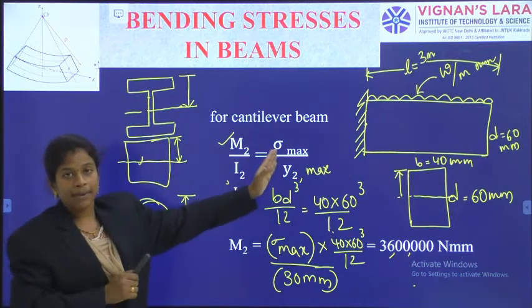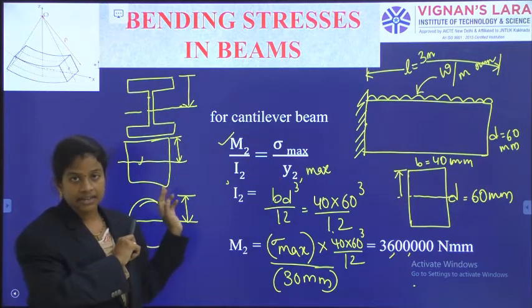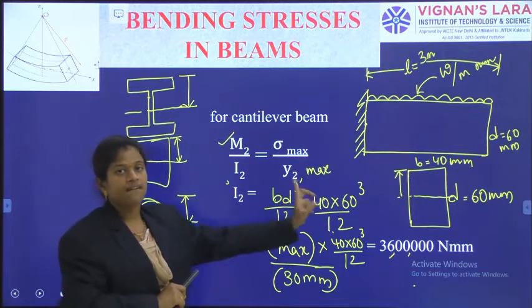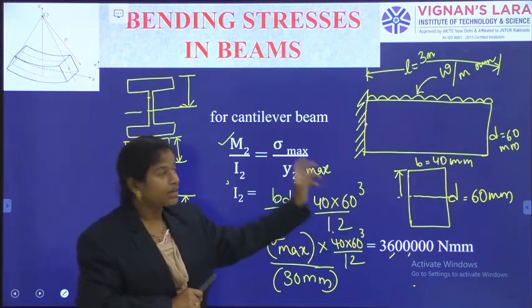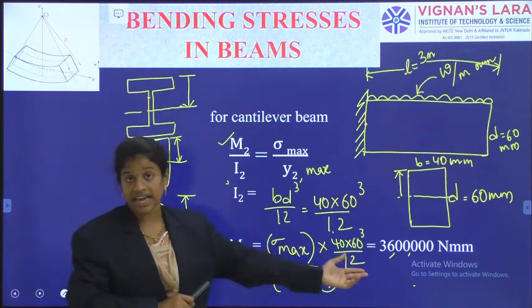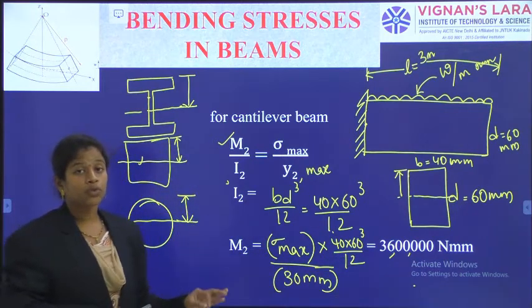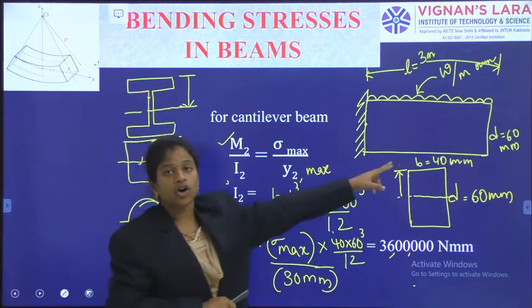Substituting sigma max from the previous material's answer and I2 from the section's answer, and Y2 from the total depth by 2, we have got M2's answer as like this. And this M2, the maximum moment, is occurring onto the cantilever beam.